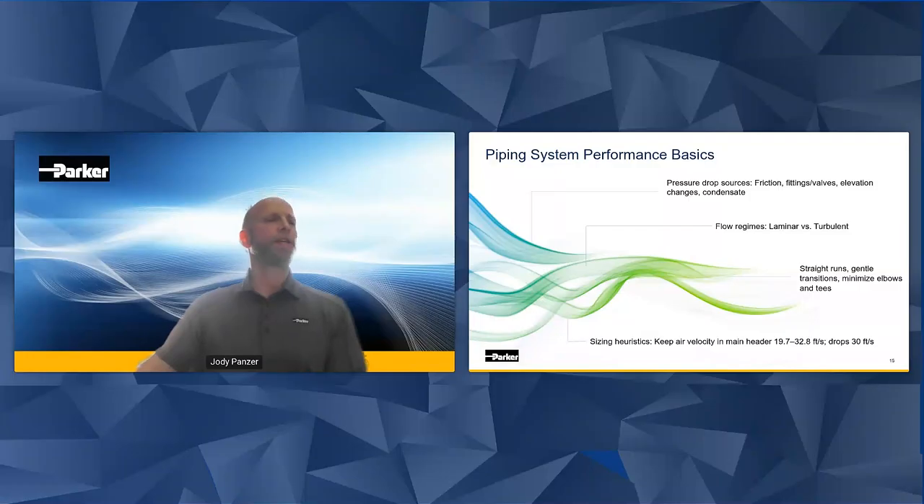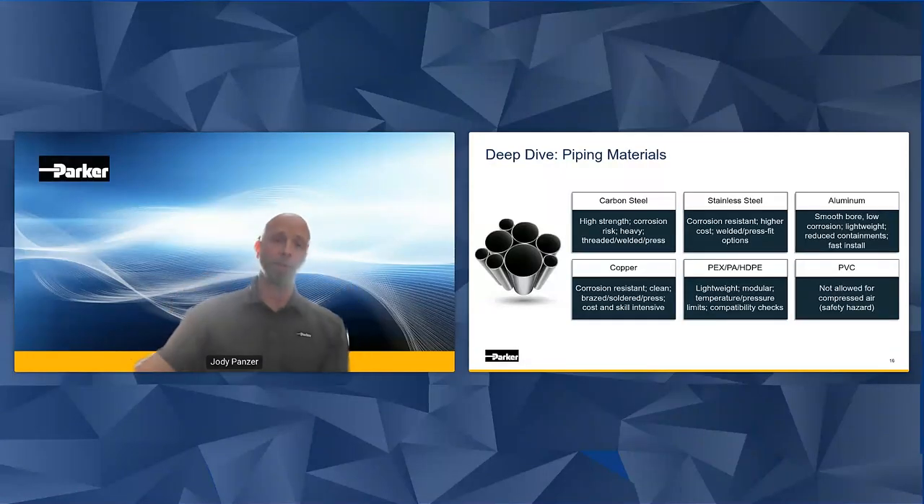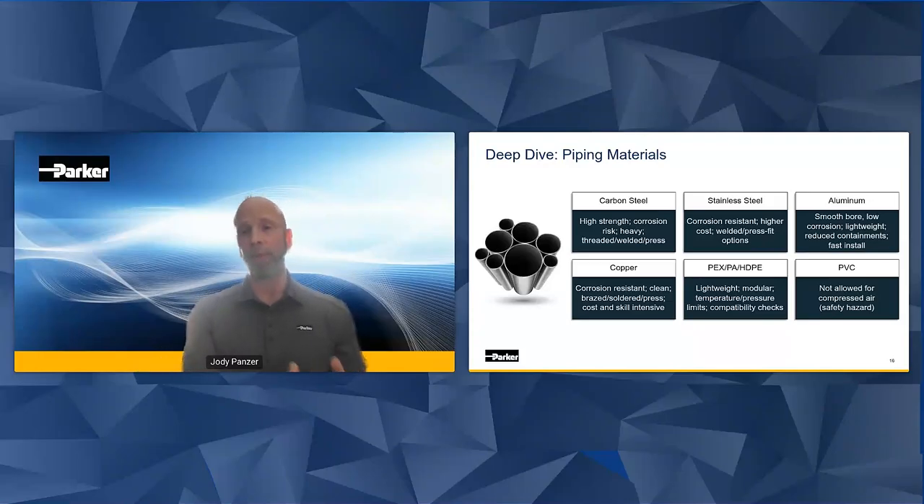So here are the materials that are typically found in piping systems. We have carbon steel, very high strength, but the corrosion risk, as I mentioned, is going to happen over time. Unless you're using a desiccant dryer, no condensation is happening within your pipe. Corrosion will happen over time. Typically welded, press fittings, and threaded. Those threads, with expansion and contraction, as I mentioned, will leak over time as well.